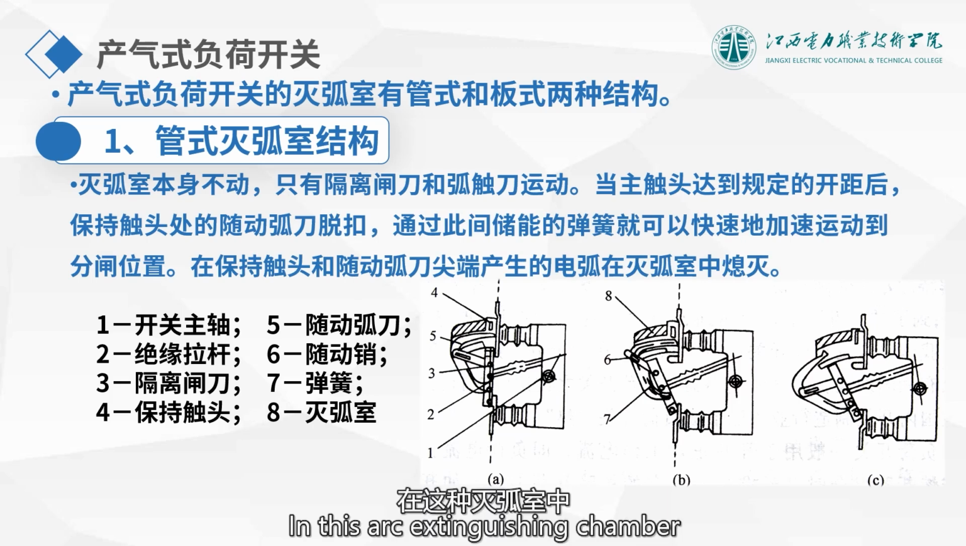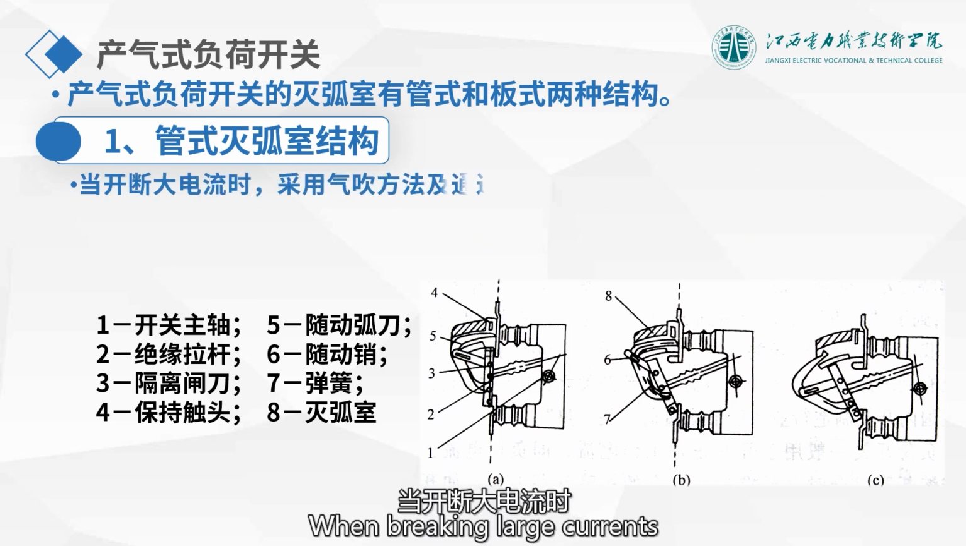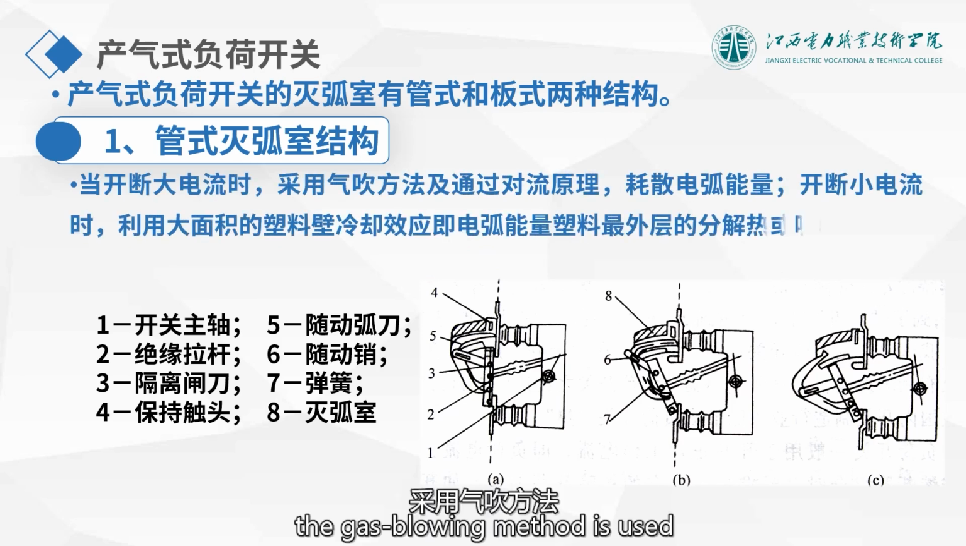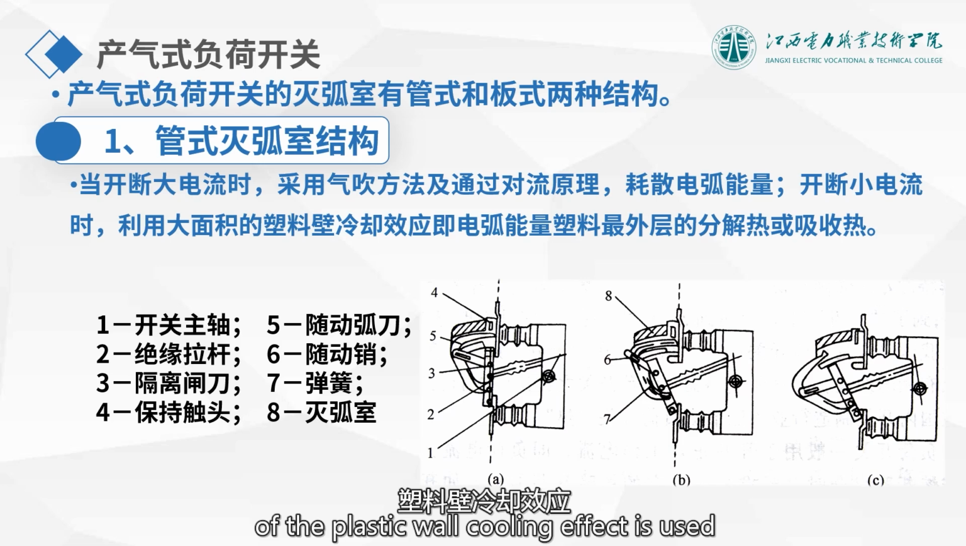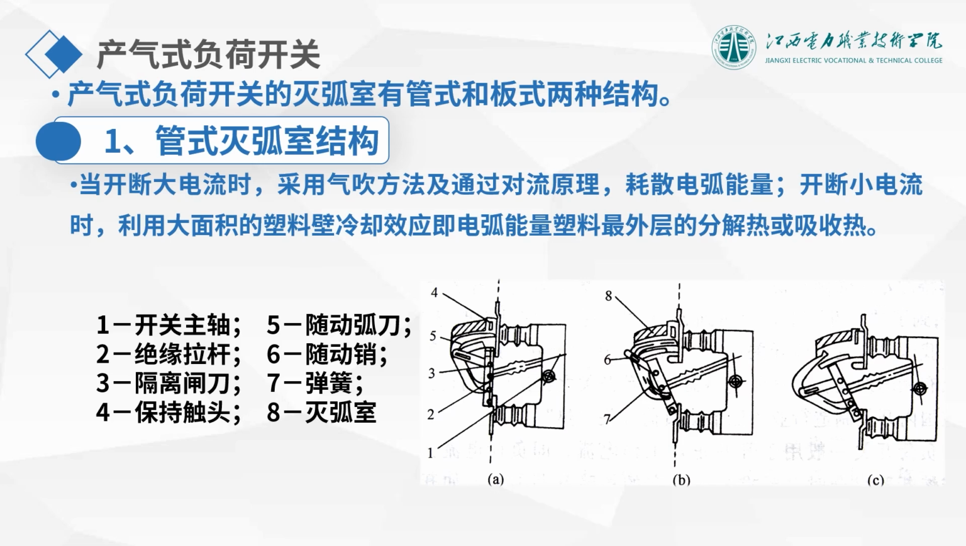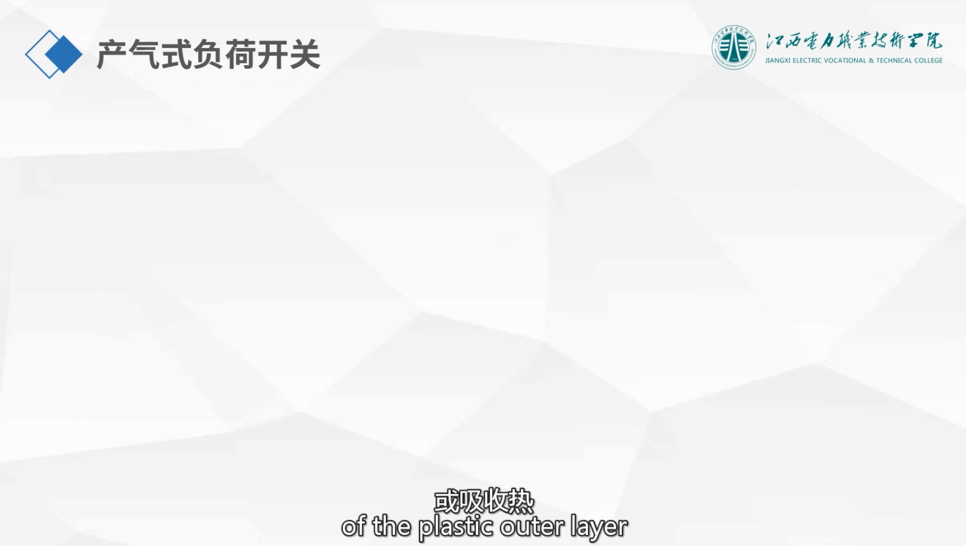In this arc extinguishing chamber, the chamber itself does not move. Only the isolating knife and arc knife move. When breaking large currents, the gas blowing method is used, and the arc energy is dissipated through the principle of convection. When breaking small currents, the large surface area of the plastic wall cooling effect is used. The arc energy is converted into the decomposition heat or absorbed heat of the plastic outer layer.